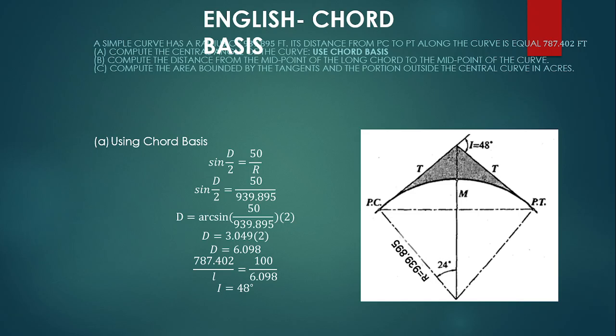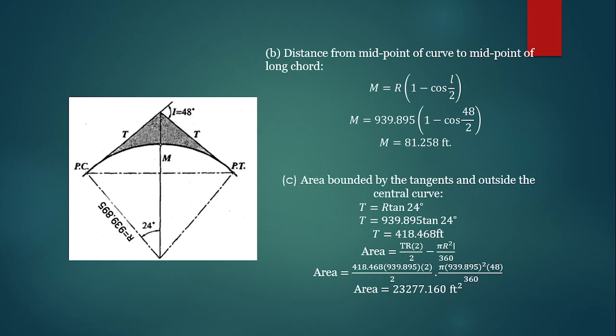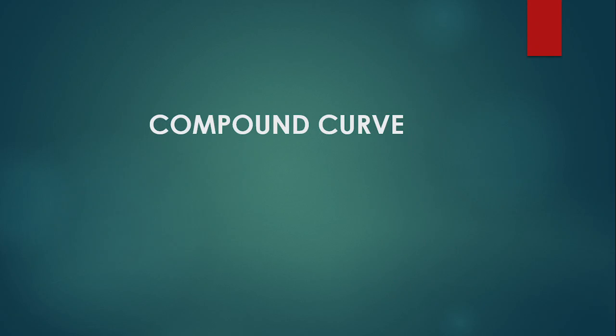Sa chord basis, ganun din naman po yung ginawa natin. Pinalitan lang natin ng feet since pares naman din naman ang value, at nagbago lang po yung mga formula. So nakita din po natin dito na I is equals to 48 degrees. Same goes to the midpoint in finding the midpoint of the long chord and the area.